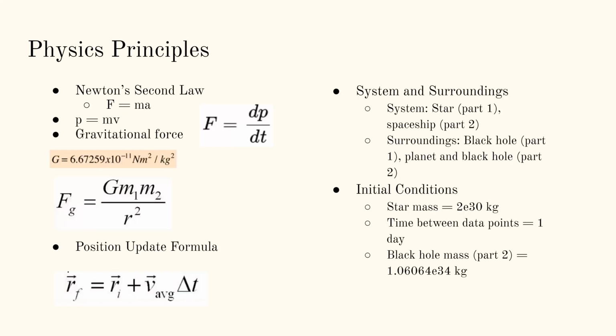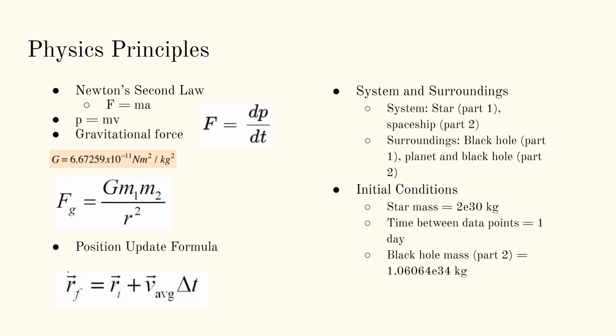Some physics principles that we use: Newton's second law, which is force equals mass times acceleration. It's always important to use. And then momentum is equal to mass times velocity, and net force is equal to change in momentum over change in time. And then gravitational force of planets and stars, which is F_G equals big G times M1 M2 over R squared. Big G is just a constant, 6.67 times 10 to the negative 11th newton meter squared per kilogram squared. And then we use the position update formula.